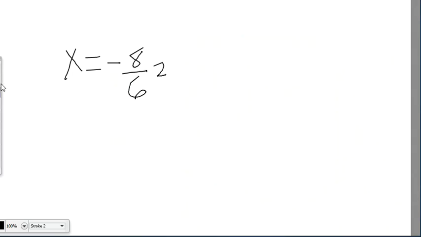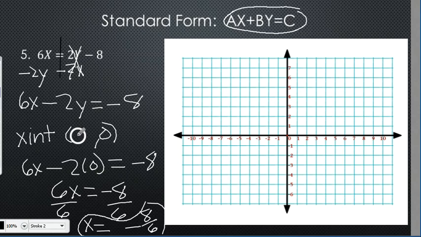Okay, so let's go ahead and simplify this fraction. We know that 2 goes into negative 8 negative 4 times, and 2 goes into 6 3 times. So x equals negative 4 thirds. So when we find our x-intercept, it would be negative 4 thirds, comma 0.